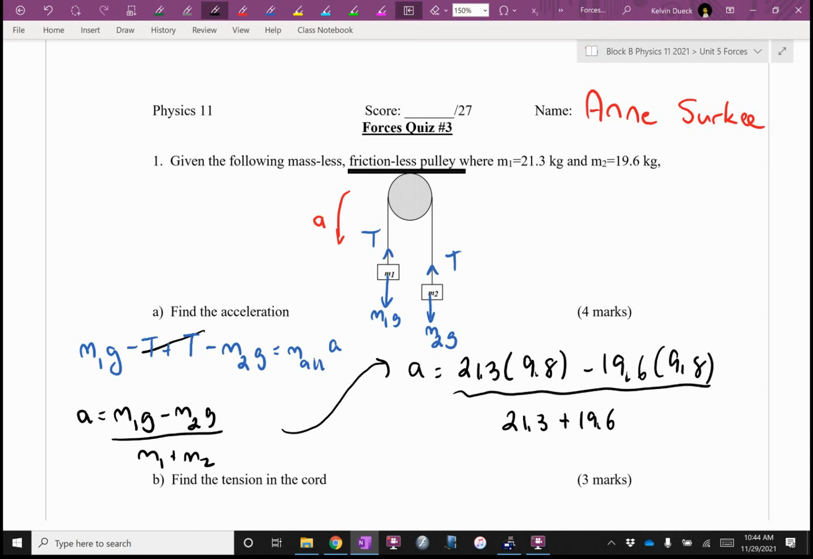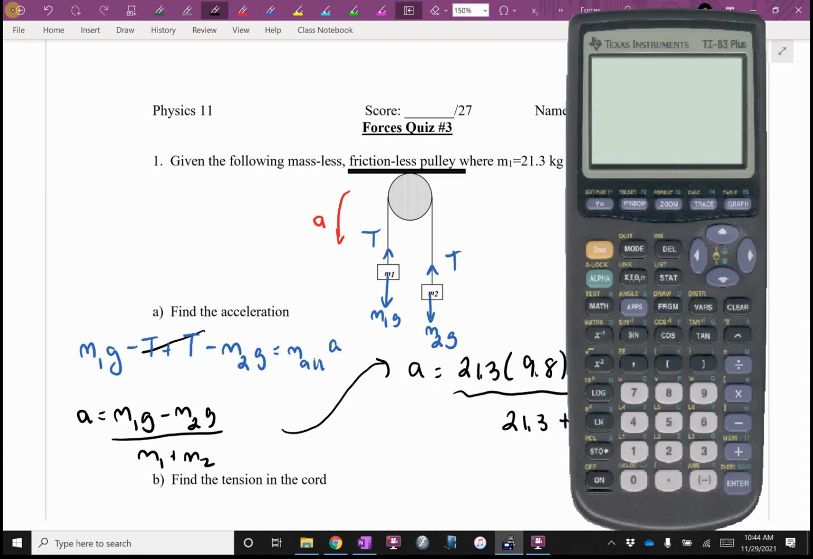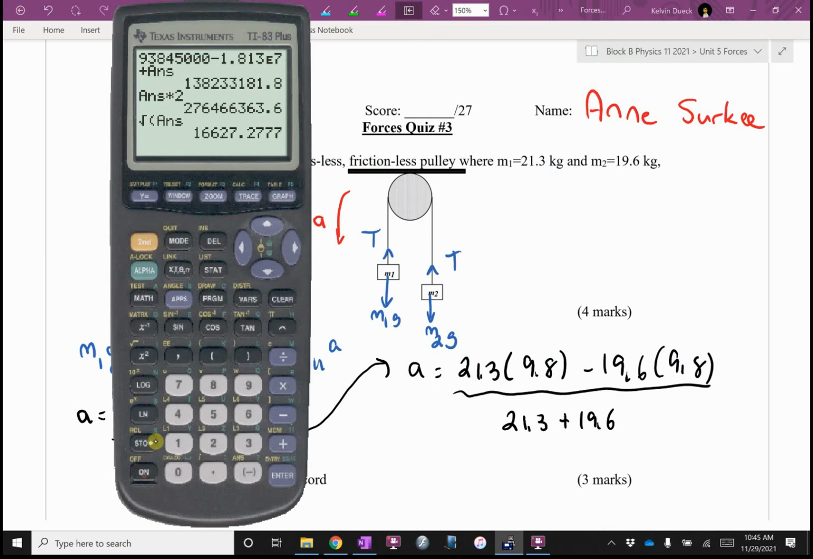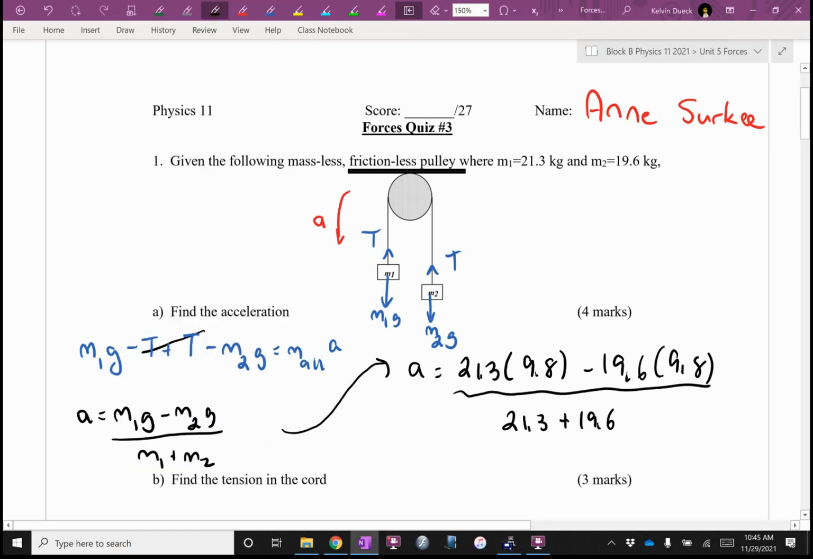I looked at the question just in case I made a typo. I get 21.3 times 9.8 minus 19.6 times 9.8, close off the top, divided by bracket 21.3 plus 19.6. Check for typos. Looks good. You get 0.407? Okay. If you got that, 4 out of 4.